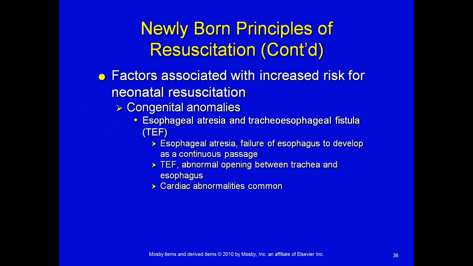Esophageal atresia and tracheoesophageal fistula, or TEF. With esophageal atresia, that's failure of the esophagus to develop as a continuous passage. With TEF, that's an abnormal opening between the trachea and the esophagus. And cardiac abnormalities are more common with TEF than they are with esophageal atresia. With esophageal atresia, what they eat collects or develops into a pouch that never makes it into the stomach. With TEF, what they eat may end up in the trachea.